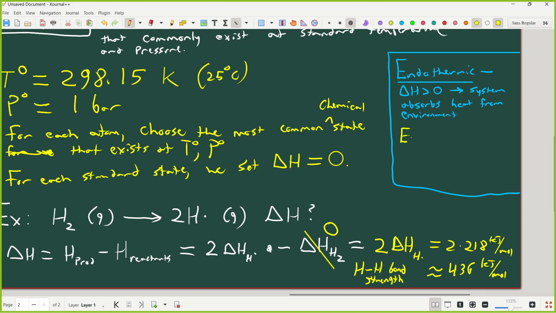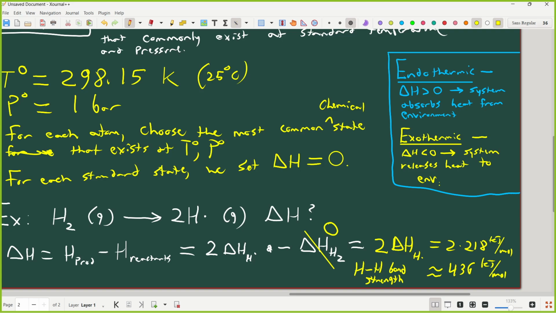And then, of course, exothermic is the opposite. It releases heat. Sorry, not from the environment, to the environment. So just a reminder what those terms mean, just in case, because I use them a lot.